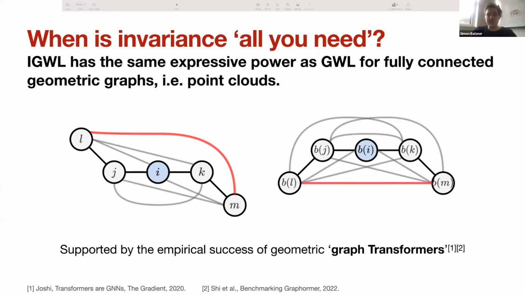But my point is, you're making a jump here, somewhat implicitly, from being able to distinguish structures to actual performance. And I don't know if that jump is justified. Distinguishing graphs is not all you need. But exactly. Is invariance all you need? I think here the question is, when is invariance all you need for distinguishing graphs?